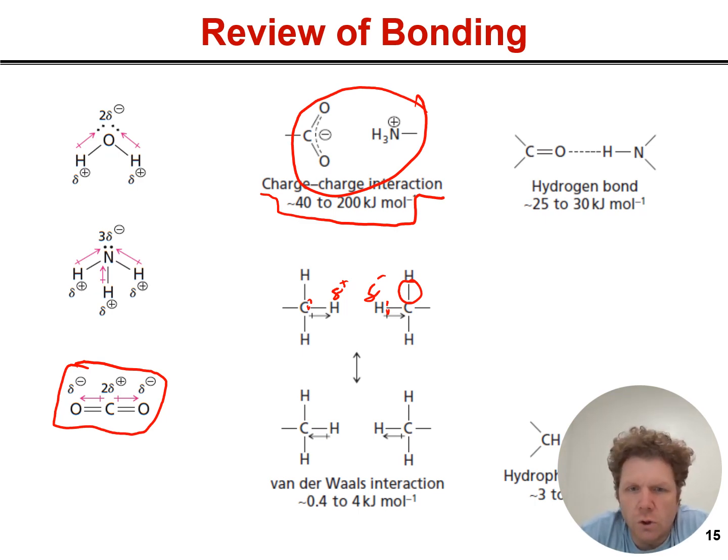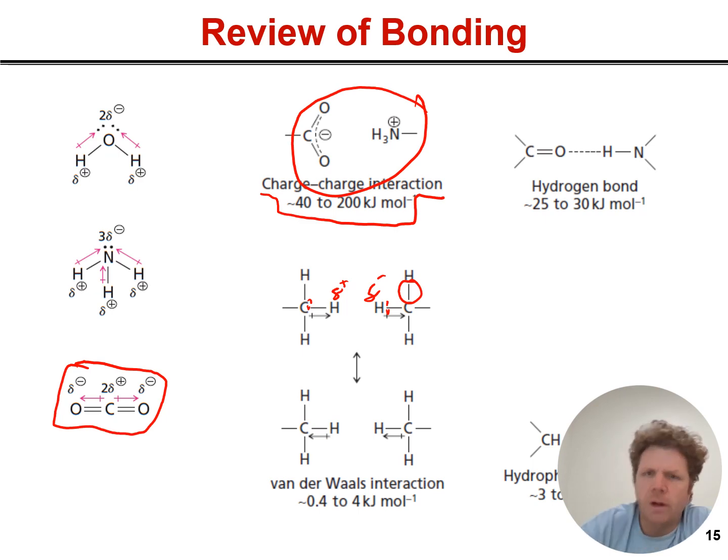The strength of a charge-charge interaction ranges from 40 to 200 kilojoules per mole. A van der Waals interaction is 0.4 to 4 kilojoules per mole. Hydrogen bonds range from 25 to 30 kilojoules. So certainly not as strong as a charge-charge interaction, but they are stronger than van der Waals interactions.